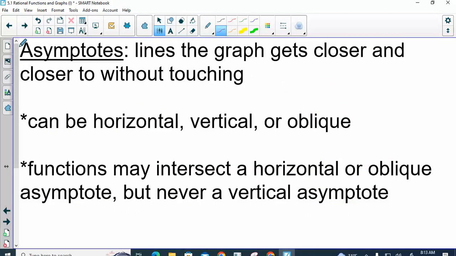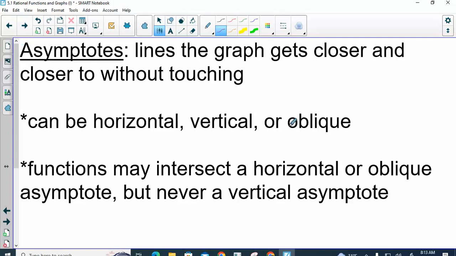Alright, so now, when we draw graphs, we are going to have asymptotes here. That's what happens when you have things that x cannot equal. An asymptote is a line that we are approaching without actually touching. There are 3 different types. We have horizontal, vertical. What do you think an oblique asymptote would be? Diagonal. Basically, if it's not horizontal or vertical, it's oblique.